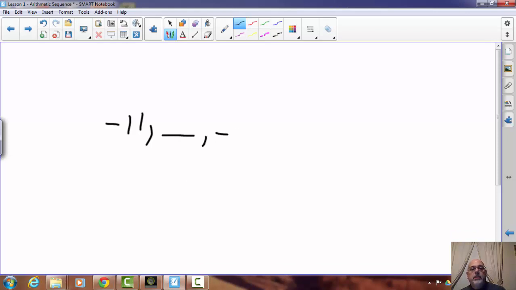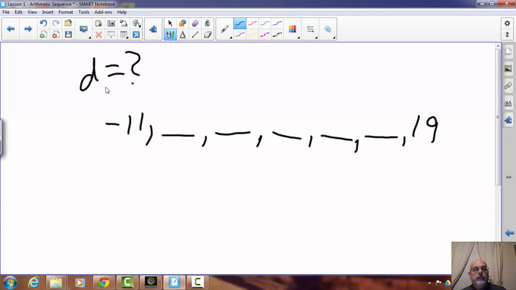So let's take a look. The best way to do this is draw this out. So we want 5 terms: 1, 2, 3, 4, 5. Between negative 11 and 19, we want to put 5 terms in there. We don't know D, right? We can use our formula. The nth term is 19, and that's equal to our first term of negative 11. And how many terms do we have here? 1, 2, 3, 4, 5, 6, 7.